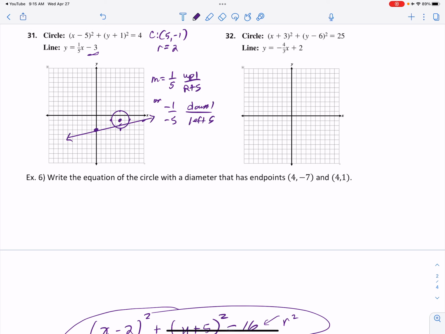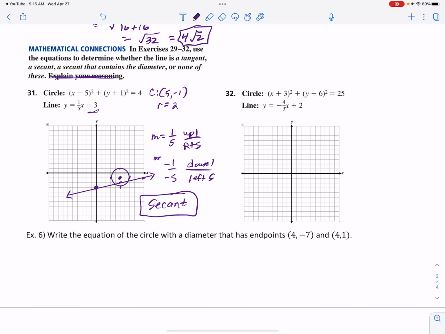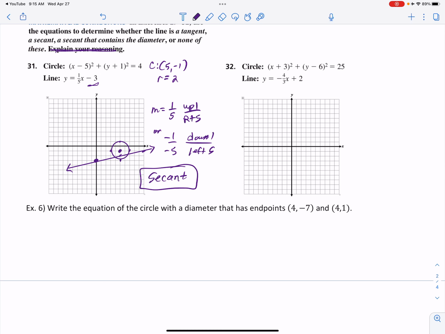That line is intersecting the circle in 2 points. It doesn't go through the center, so it doesn't contain a diameter. So this is a secant line. And you just see that by inspection after graphing. So "explain your reasoning" isn't really what I'm asking; it's use the equations to graph them, and from the graph determine. The graph is what you're doing your reasoning from.